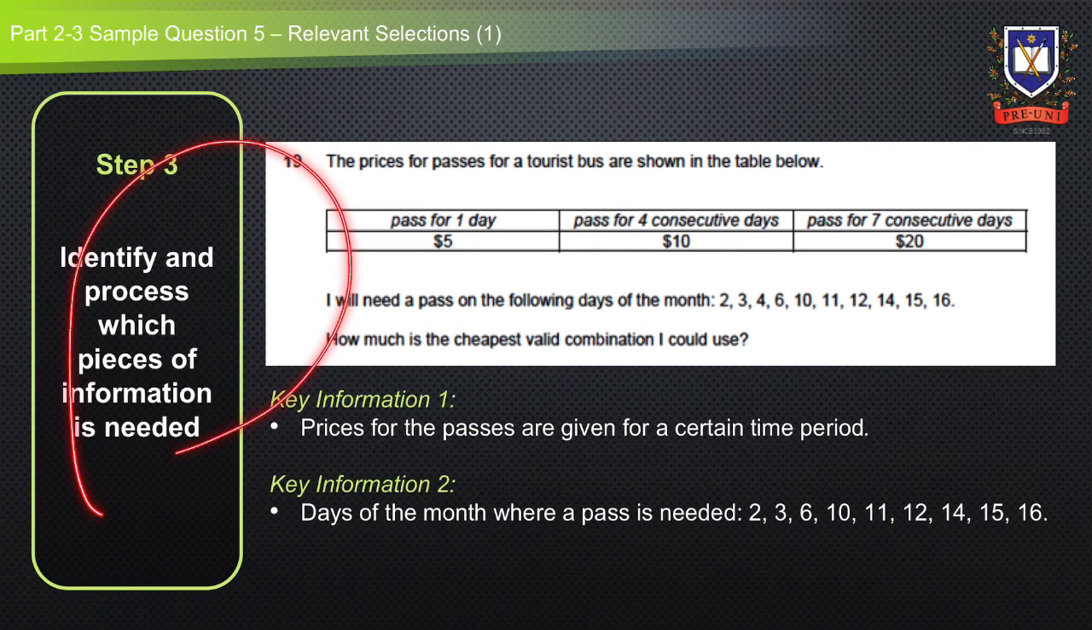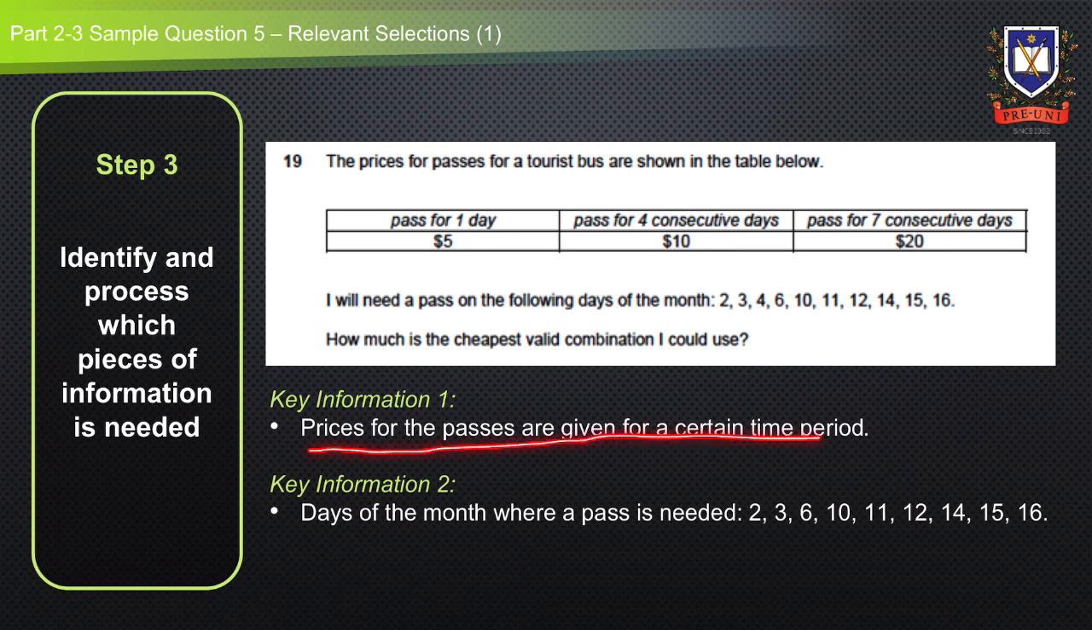Next is to identify and process which pieces of information are needed. From this question, there are 2 key pieces of information. Key information 1 is that prices for the passes are given for a certain time period, and key information 2 is the days of the month where a pass is needed. So that's the 2nd, 3rd, 6th, 10th, 11th, 12th, 14th, 15th, and 16th.